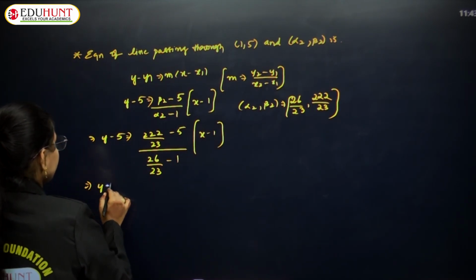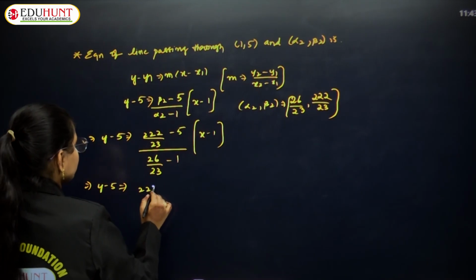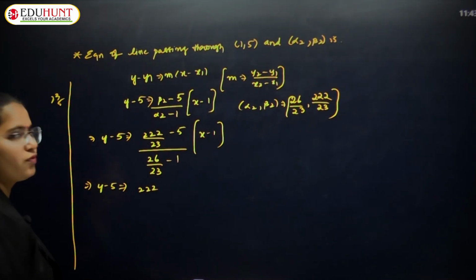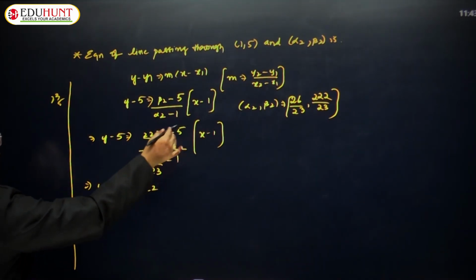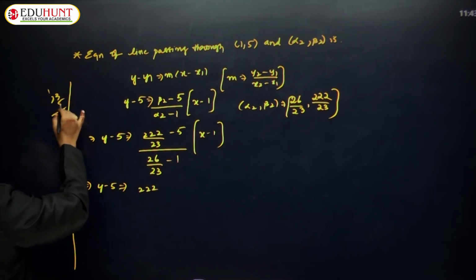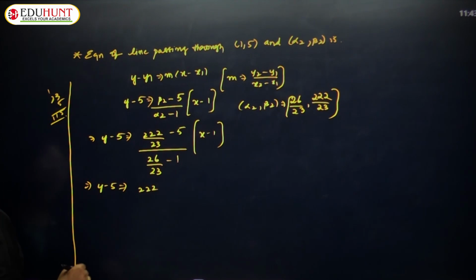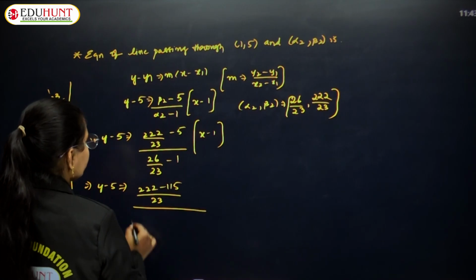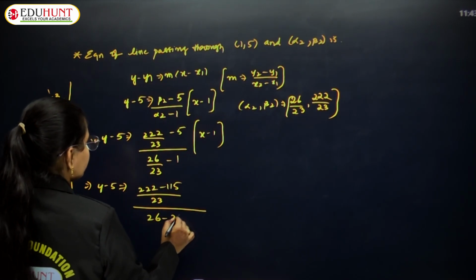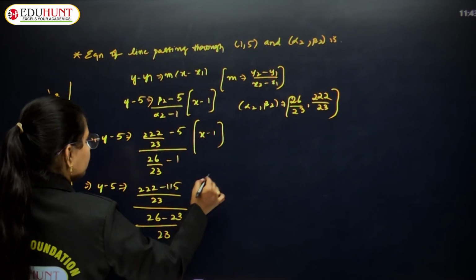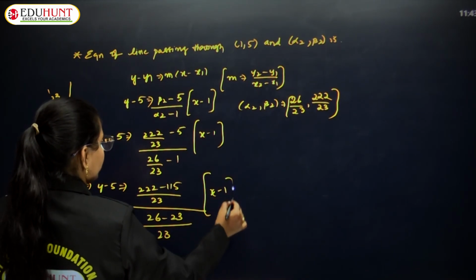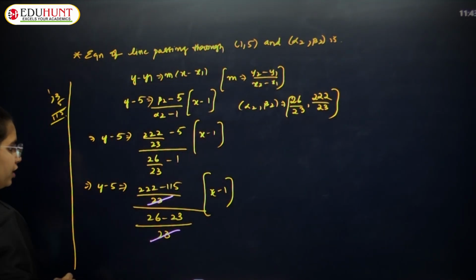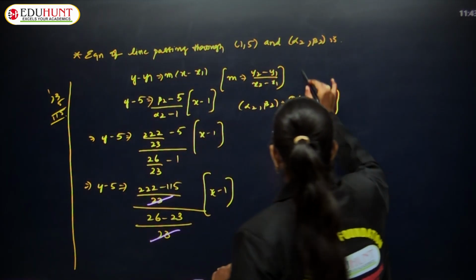Simplify this. y minus 5, 222 upon 23 minus 5. So let us keep this for rough space. 23, take out the LCM: 5 times 23 is 115, right? So, (222 minus 115) upon 23, whole divided by (26 minus 23) upon 23, into x minus 1. Cancelling this 23 in numerator and denominator. So, what is the leftover part now?